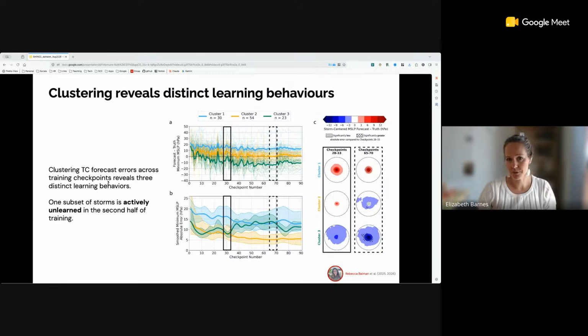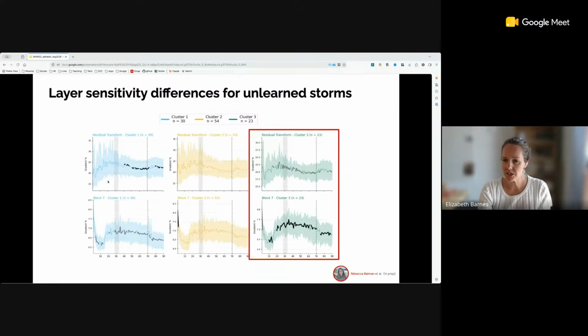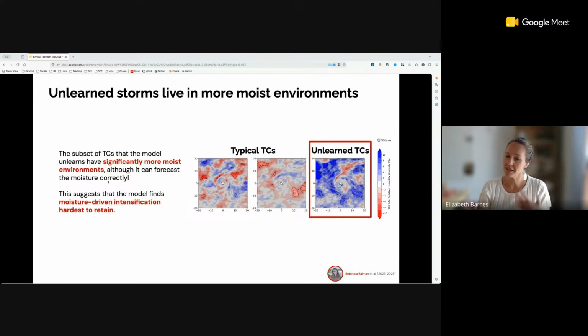Not going too far into the details for this audience, but we can actually identify what's special about the hurricanes that are forgotten. Specifically, about a third of the hurricanes in the testing set are learned and then forgotten midway through the training process. What is special about those events? We've looked through layer sensitivities, trying to understand what's going on in the internal components of the network. Ultimately, it looks like it has something to do with the model's linking of moisture in the atmosphere with tropical cyclone development. That is, the model finds the moisture-driven intensification hardest to retain while it is training.